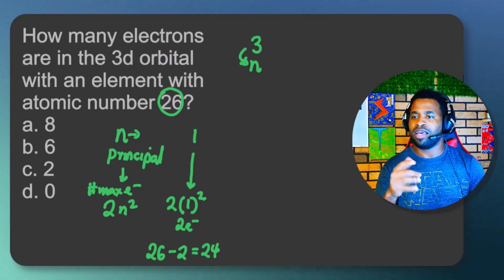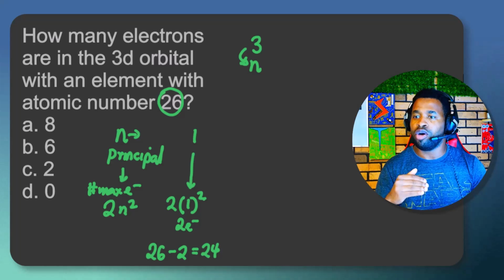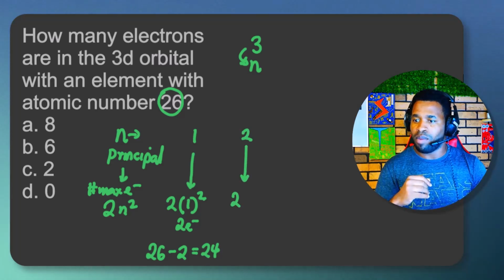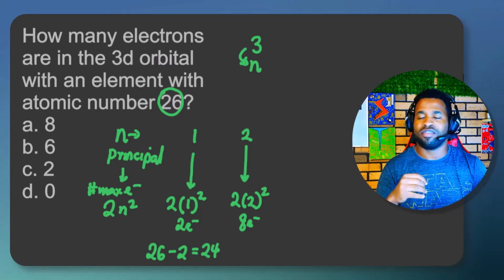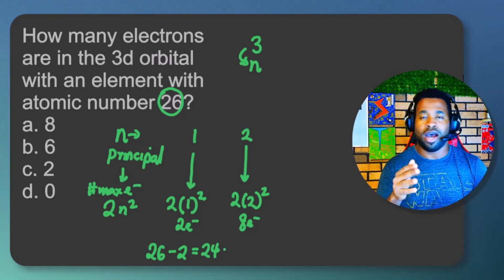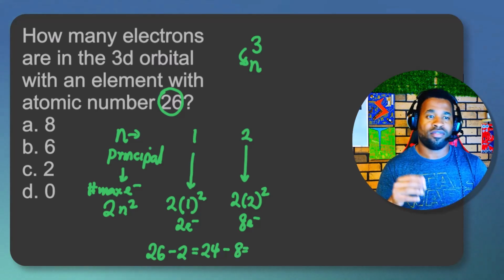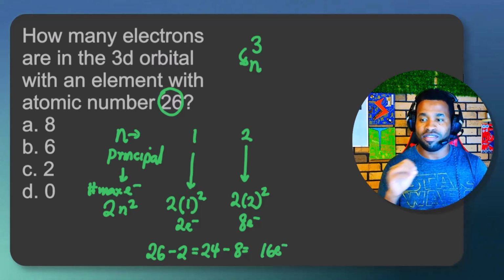Now the next step is we're going to move into the next energy level, number 2, and apply that formula. 2 to the power of 2 gives you 4, times 2 gives you 8. So we have 8 electrons that can be contained in that energy level. Now we're going to do 24 electrons left minus 8, and this gives us how much? 16 electrons.